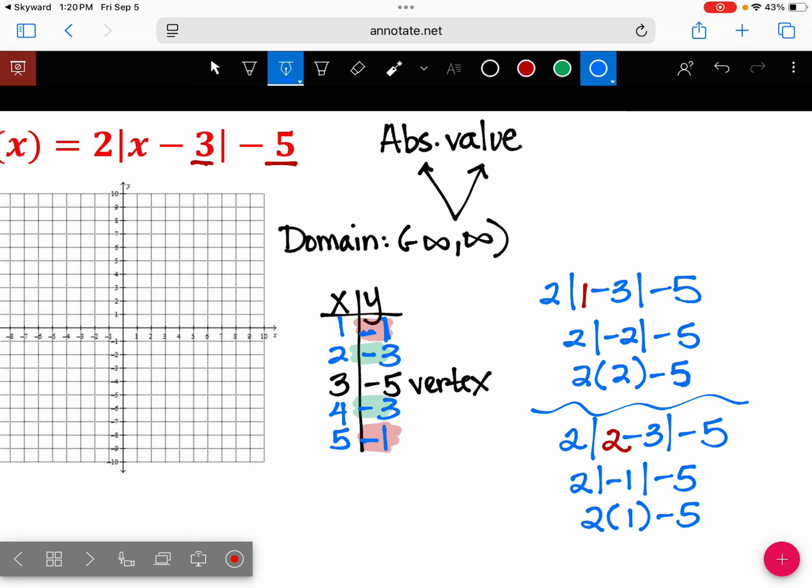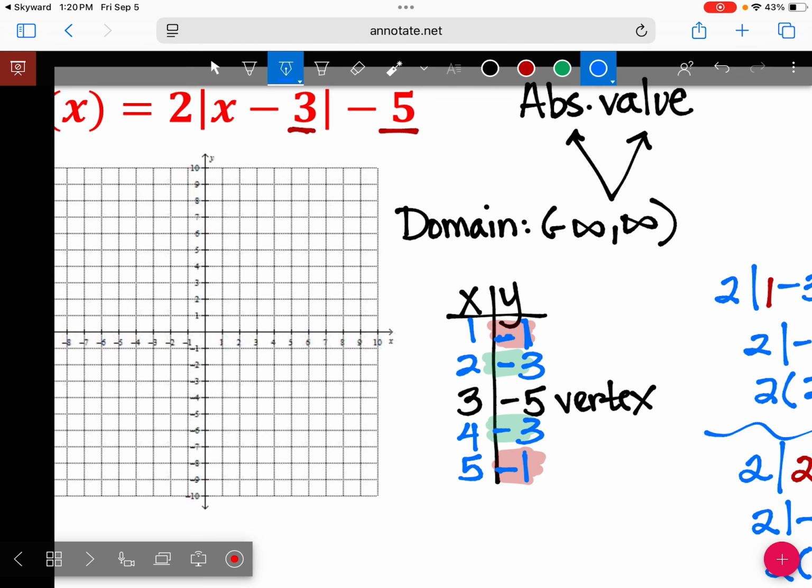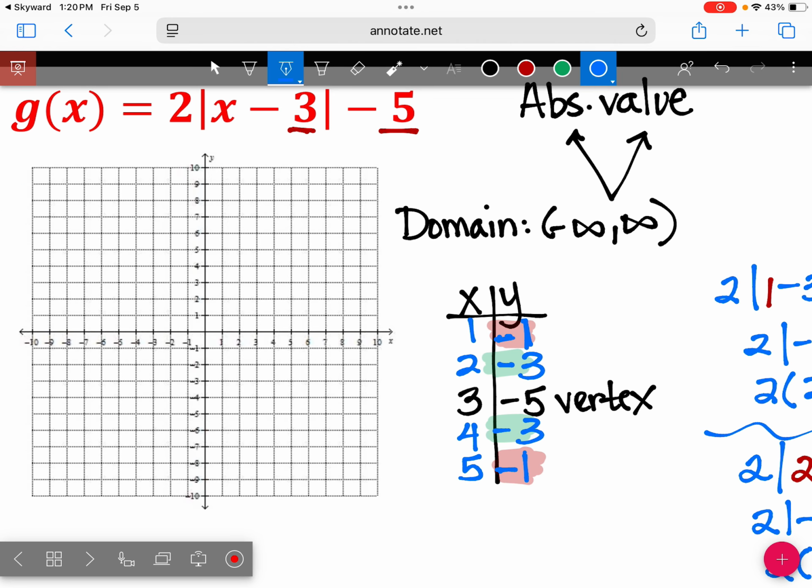All right, let's go ahead and graph these 4 points. So I have a point at 1, negative 1. 2, negative 3, and then make sure it looks pointed. It should be pointed. That's what your graph looks like. With a range of negative 5 to infinity.